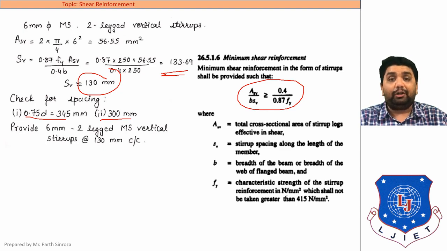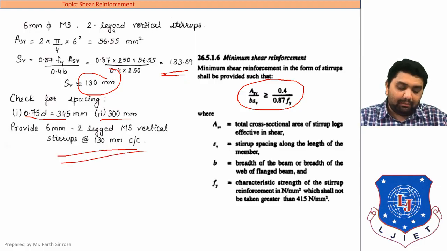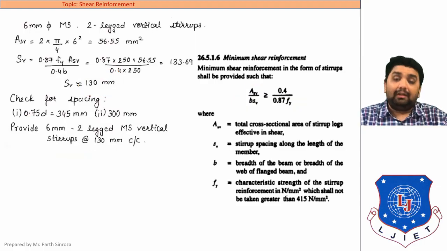I have rounded it off to 130. You always need to round it off to a whole number. And as we are talking about spacing, we will always round it off to the lower value. Clear? So this will be our final answer. Now visually, how will it look?